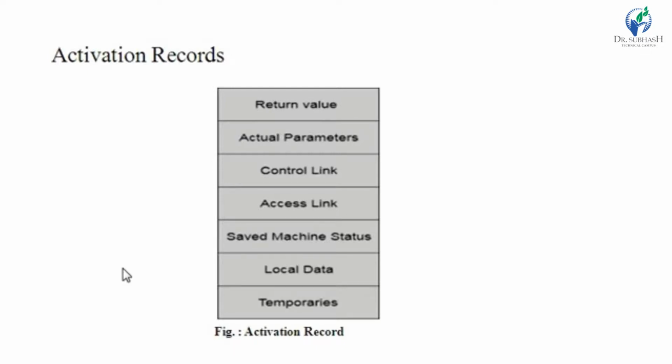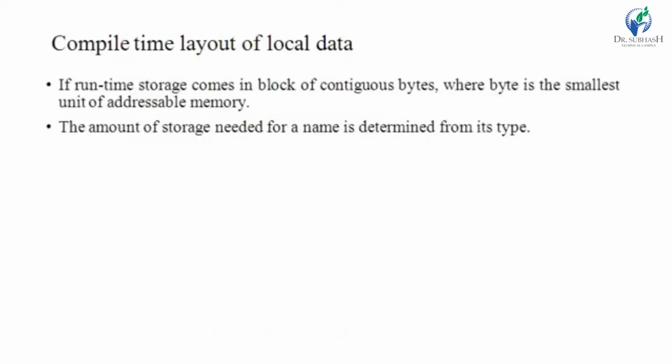Sixth one is actual parameters. This field holds the information about the actual parameters. These actual parameters are passed to the called procedures. And last, return value. This field is used to store the result of a function call. Whenever a value is returned, at that time it's stored in the return value. Next is compile time layout of local data.